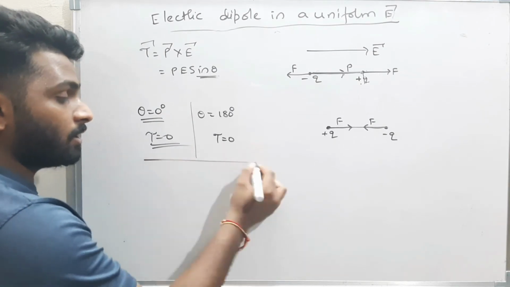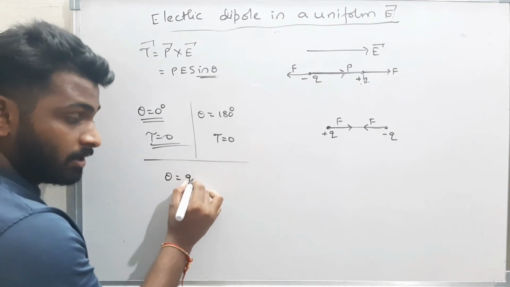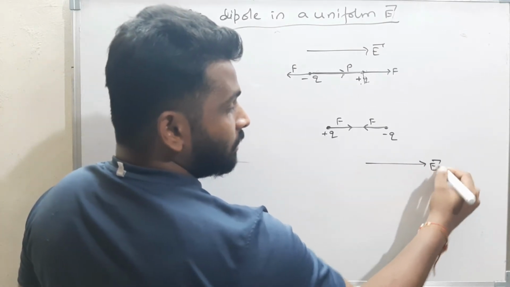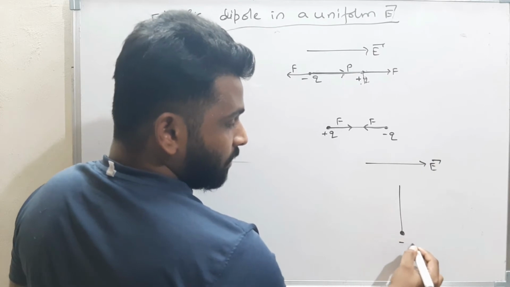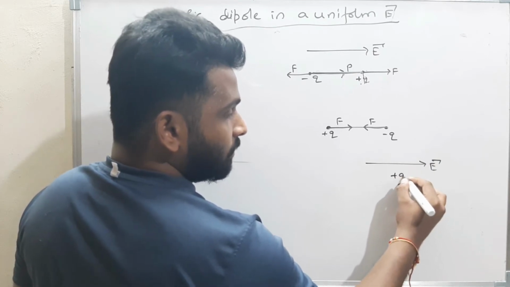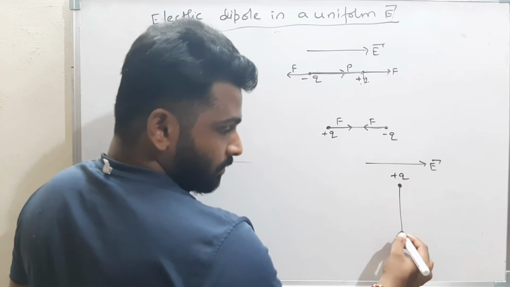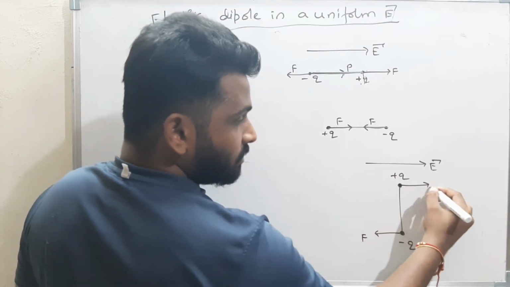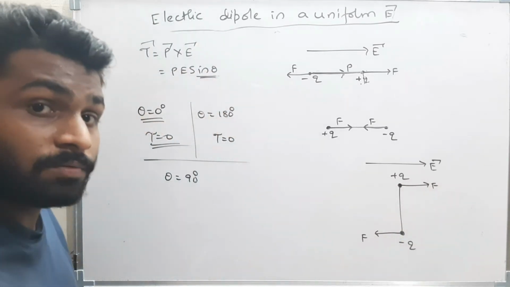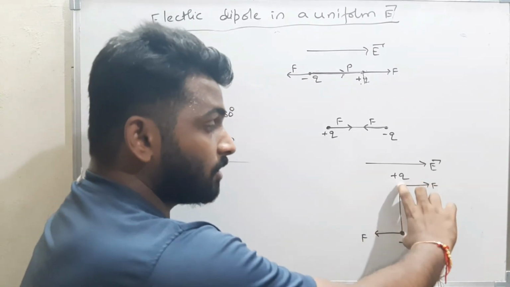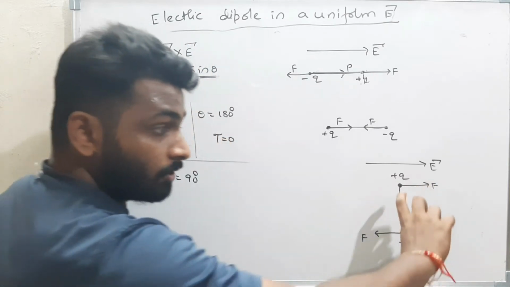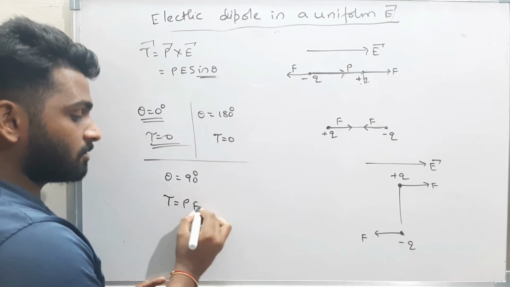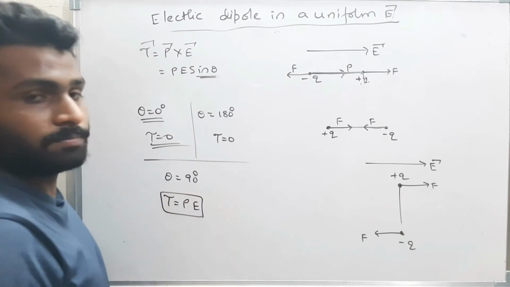Okay. Now, when theta is equal to 90 degrees, that means the electric field direction and the dipole are like this: minus q, plus q. On this minus q, the force is in this direction. On this plus q, the force is in this direction. Now observe carefully. Because of these forces, this dipole will rotate. Therefore the torque is maximum, that is, torque is equal to pE.